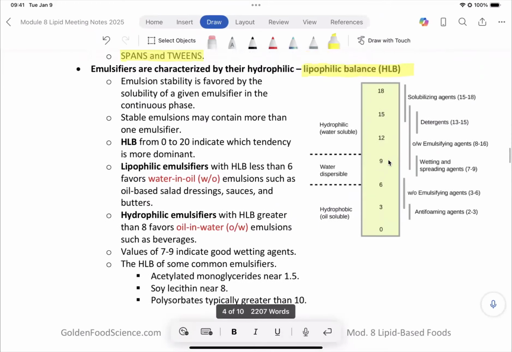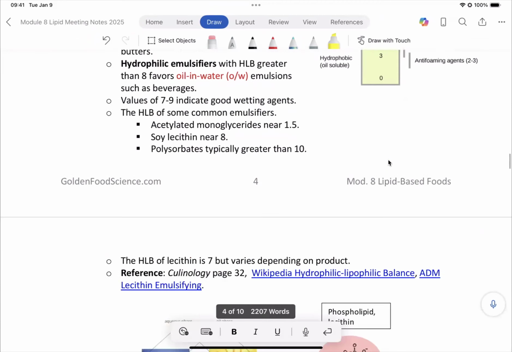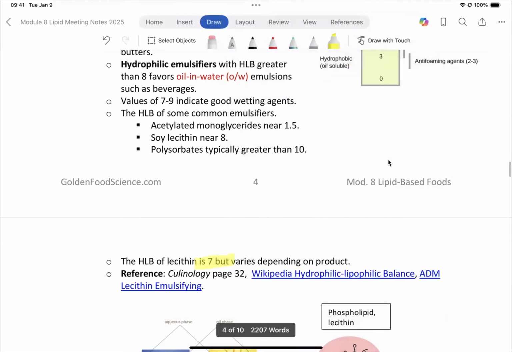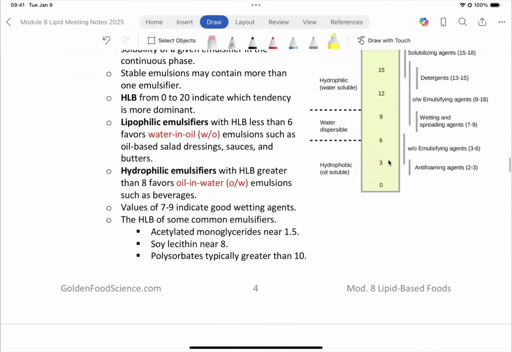Lecithin has a value of about 7, so it's neutral. It's about right here.